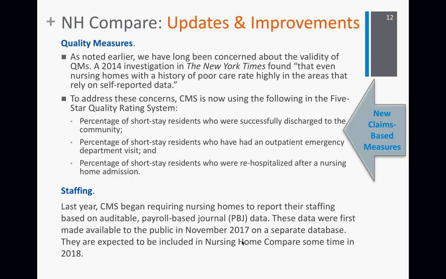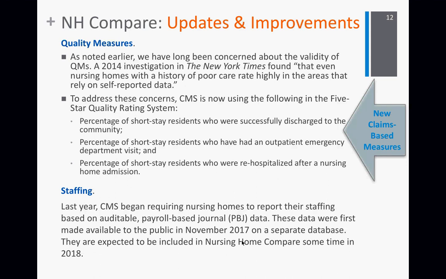So, these are all important measures: discharge back to the community, that people were able to get out of the nursing home and go back into the community, hopefully successfully. And then, of course, going to an emergency room or going back to a hospital, that is an indicator that perhaps the resident wasn't ready to be admitted to the nursing home, or the nursing home was not providing the care that the resident needed in order to stay there.